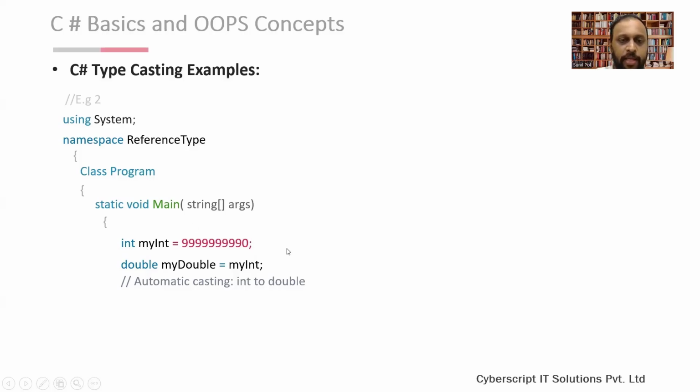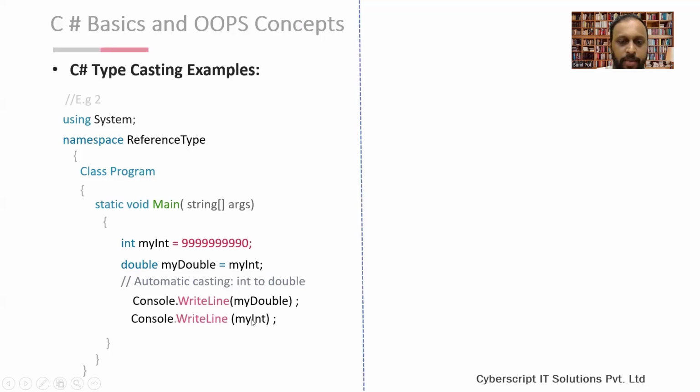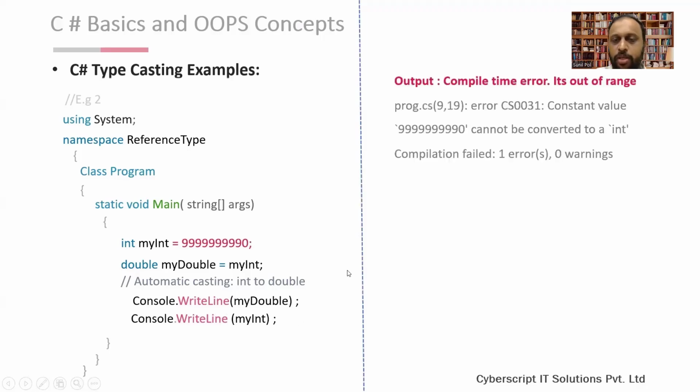So at compile time only, it will throw the exception. Here with Console.WriteLine, we are printing the myDouble and myInt values to the console. But as I said already, at compile time it will give an out of range error, because this value cannot be converted to int as it is out of range of the integer data type. So it will throw an exception at compile time only.